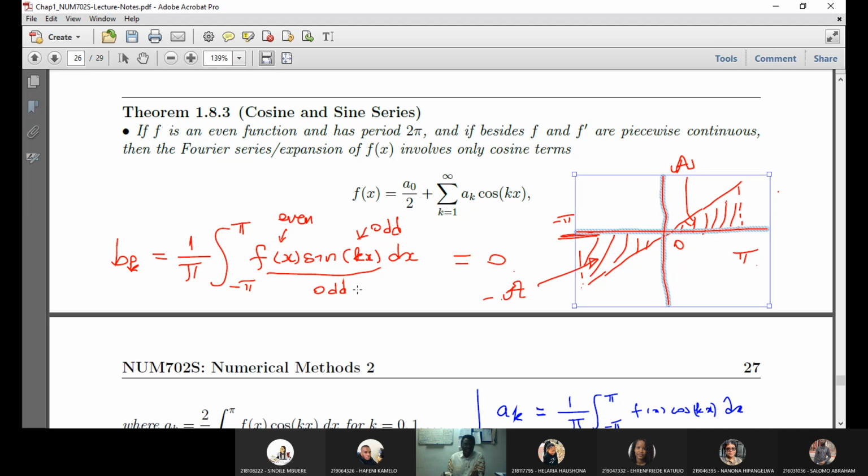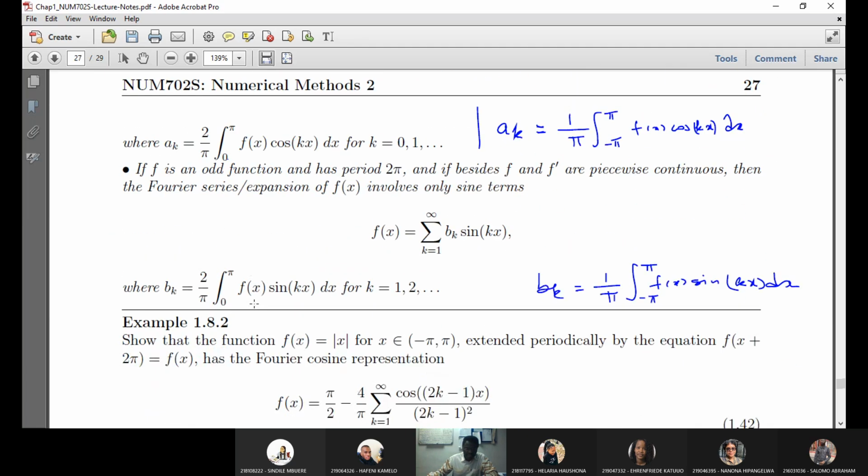So that's why there's no need for you to integrate this. When you know whether the function is even or odd, you know that one of the two will be 0. In the case where f is even, bk will always be 0. And if f is odd, ak will be 0. And that's the second case here.